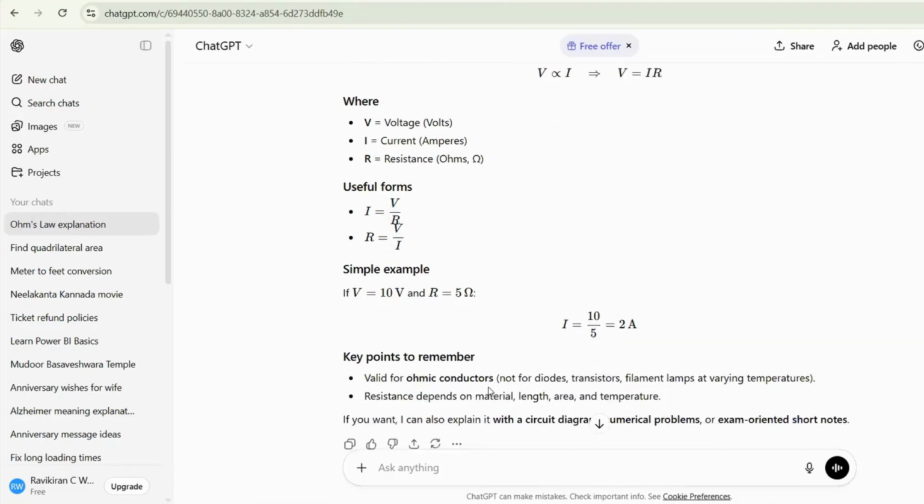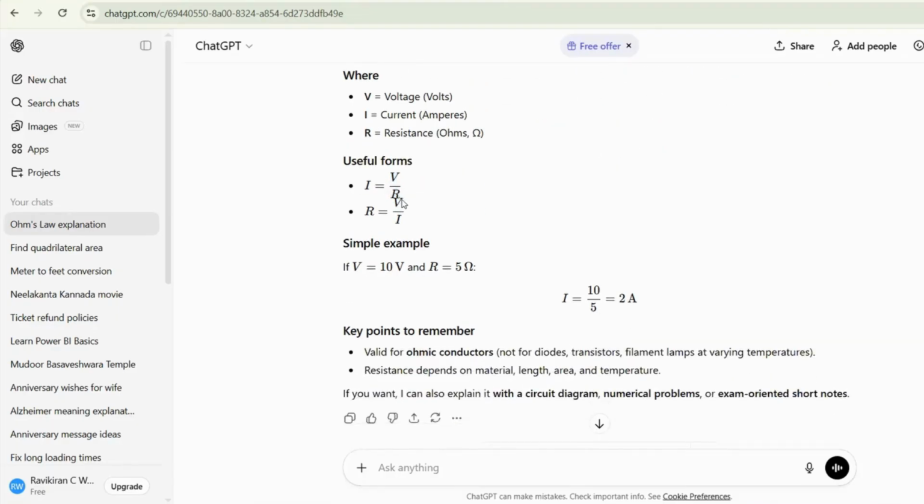Okay. With the help of one example, we can try to understand this. Let us consider a voltage of 10 volts is given. Resistance given is 5 ohm. Voltage is measured in volts. Current is measured in amperes. Resistance is measured in ohm. This is the symbol ohm. So R is equals to 5 ohm.